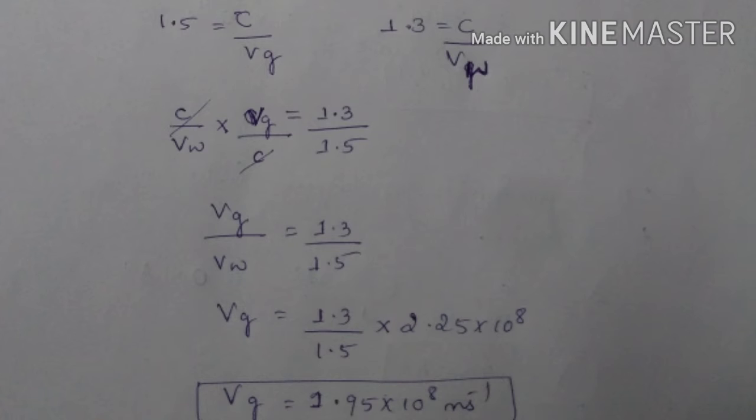So if you compare Vg with Vw, then you will see Vg is less, that is, the velocity of light in glass medium, which is the denser medium, is less compared to the velocity of light in water medium. So here water medium has less refractive index in comparison to the refractive index of the glass medium. Hence Vg is less than Vw.